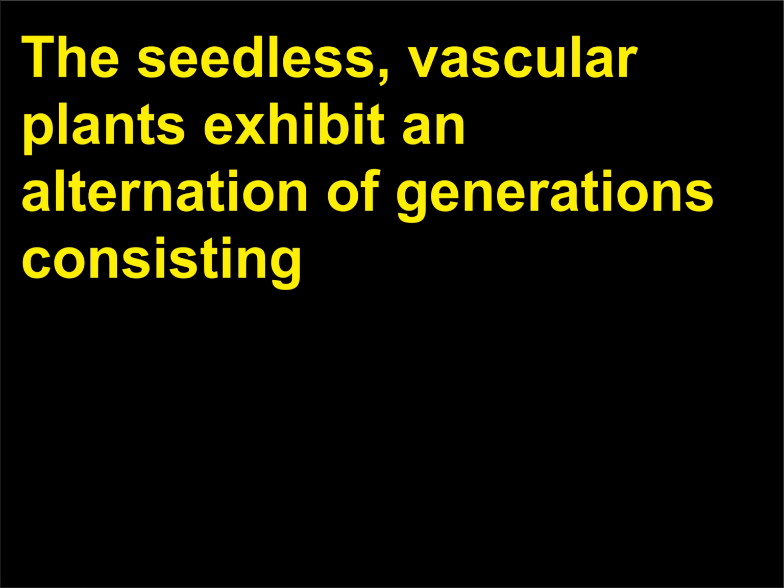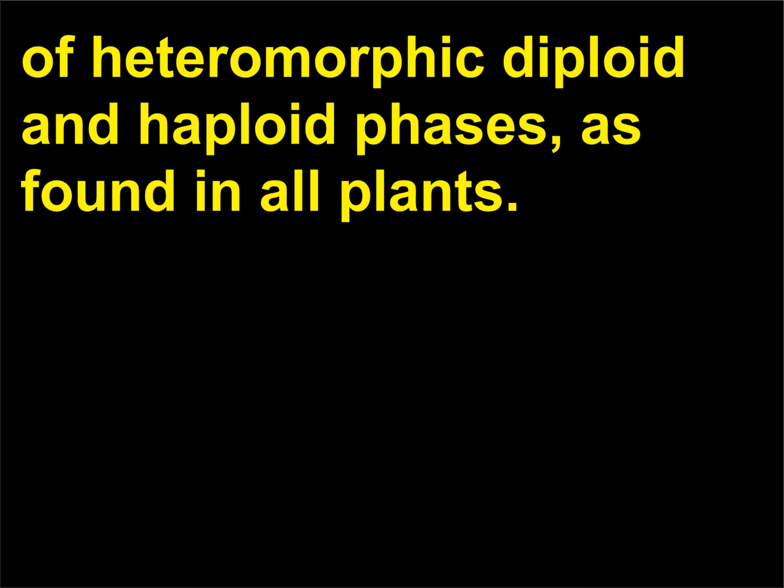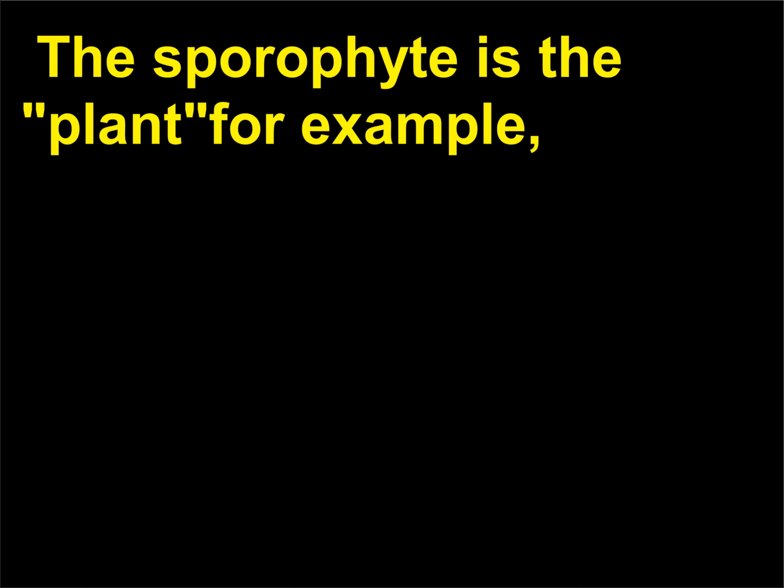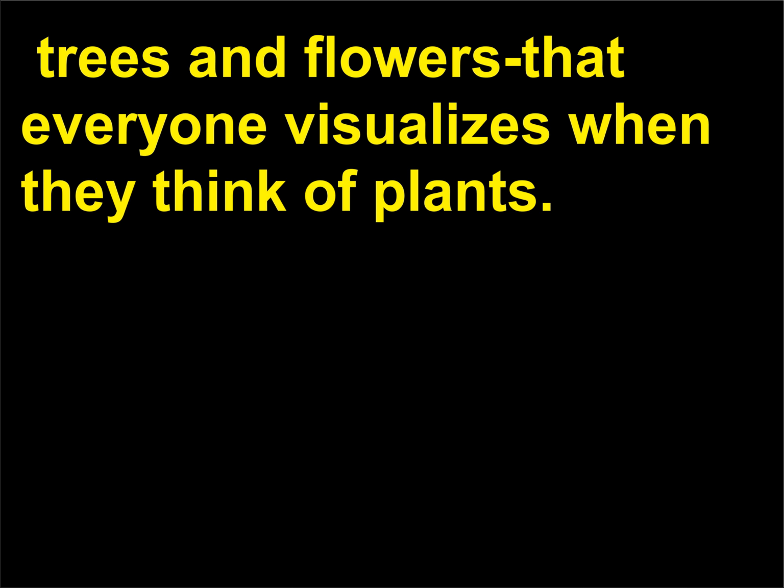The seedless, vascular plants exhibit an alternation of generations consisting of heteromorphic diploid and haploid phases, as found in all plants. The life cycle of seedless, vascular plants is dominated by the sporophyte. The sporophyte is the plant, for example, trees and flowers that everyone visualizes when they think of plants.